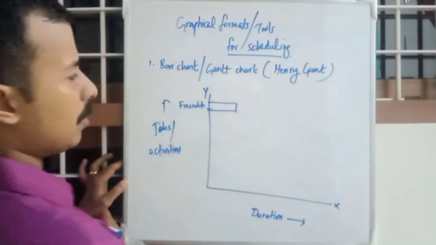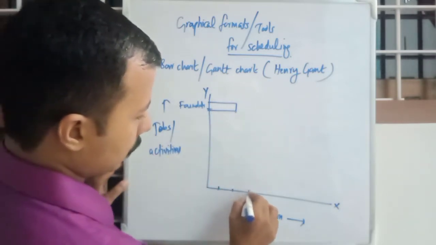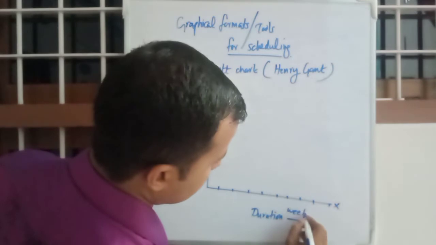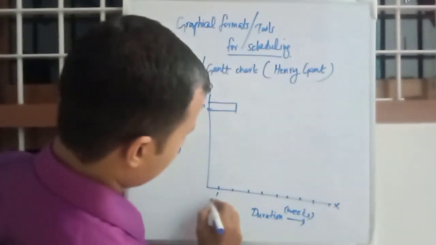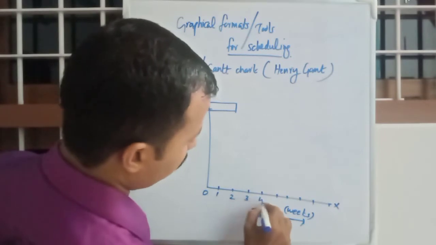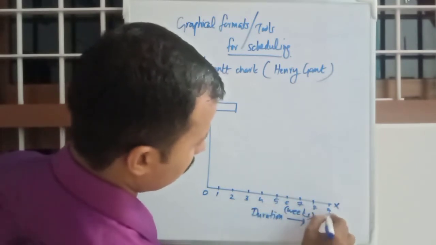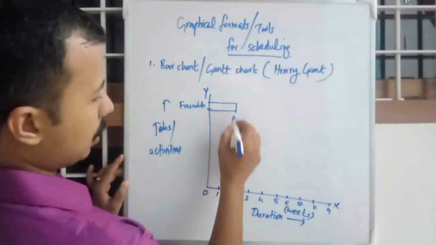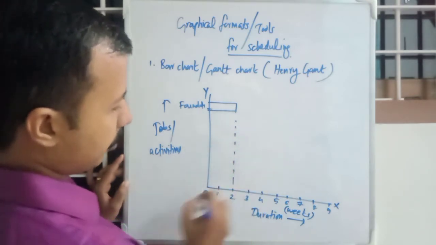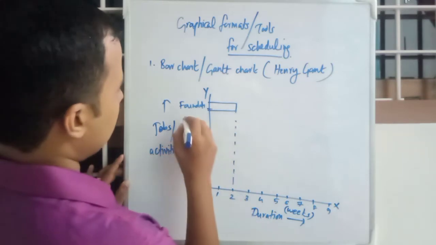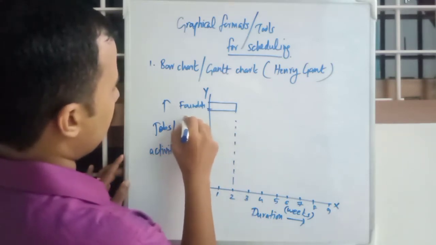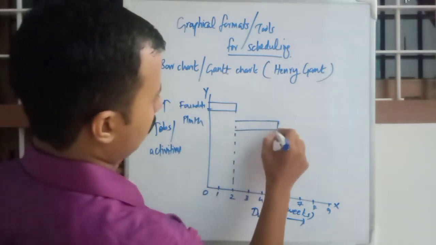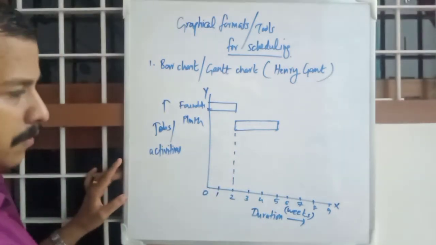This will be foundation, and 1 2 3 4 5 6. If I am representing it in weeks, this will be 1 week, 2, 3, 4, 5, 6, 7, 8, 9. I am representing it in terms of weeks only. So foundation work is up to the second week. And after that plinth construction will be from the second week to the fifth week.